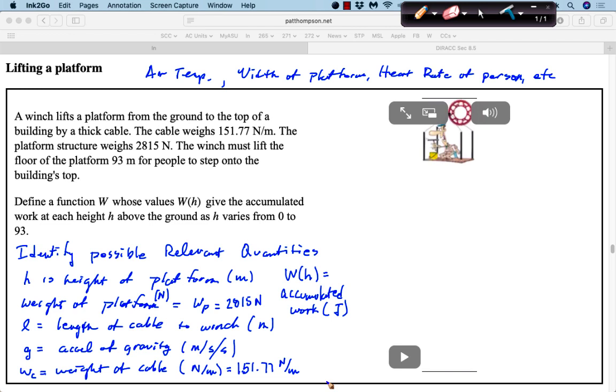That's called a parameter. If the value of the quantity changes within the situation, for instance, the height of the platform, length of cable to the winch, accumulated work, those are what we call variables. So within the given situation, those quantities are varying, okay? So parameters versus variables. We use letters for both. Parameters stay constant in our situation, but might change in a different situation. And variables change in the given situation.